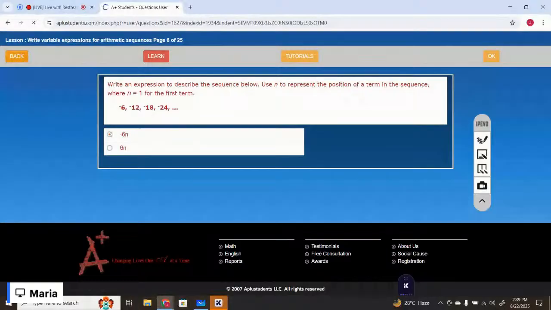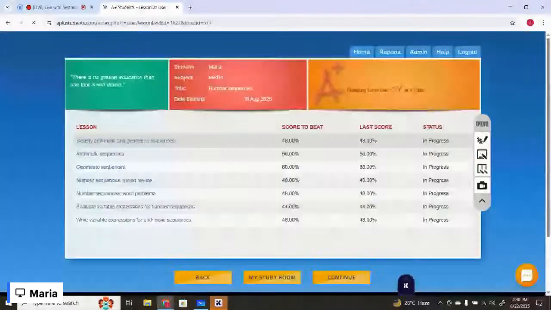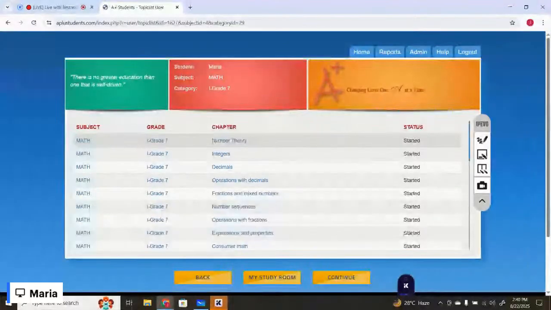Working on number sequences. The lessons we have covered today are number sequences mixed review, number sequences word problems, evaluations for number sequences, and write variable expressions for arithmetic sequences. So we were working on grade 7 math. Please make sure before the next session you complete all the practice. That is your homework until next session.